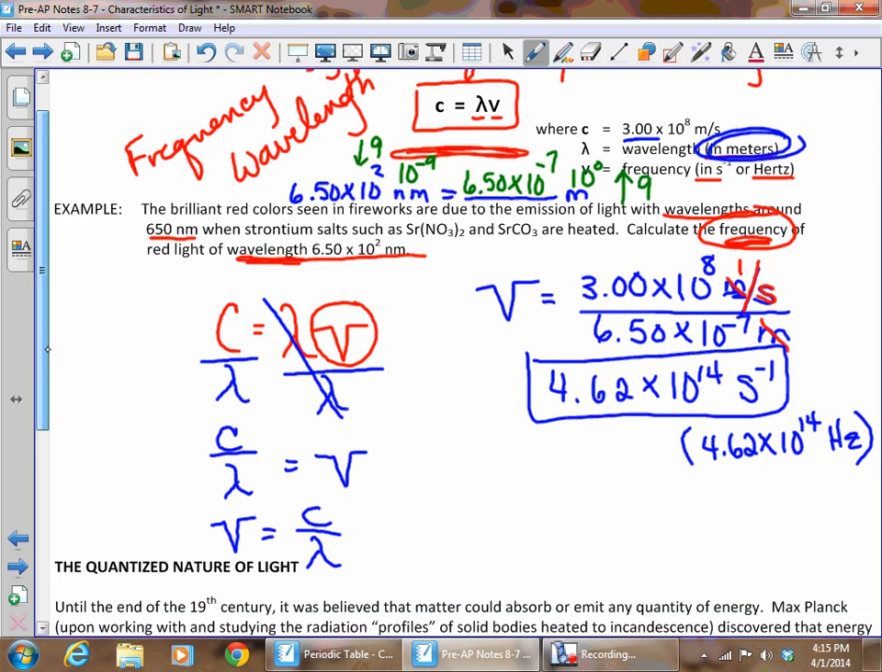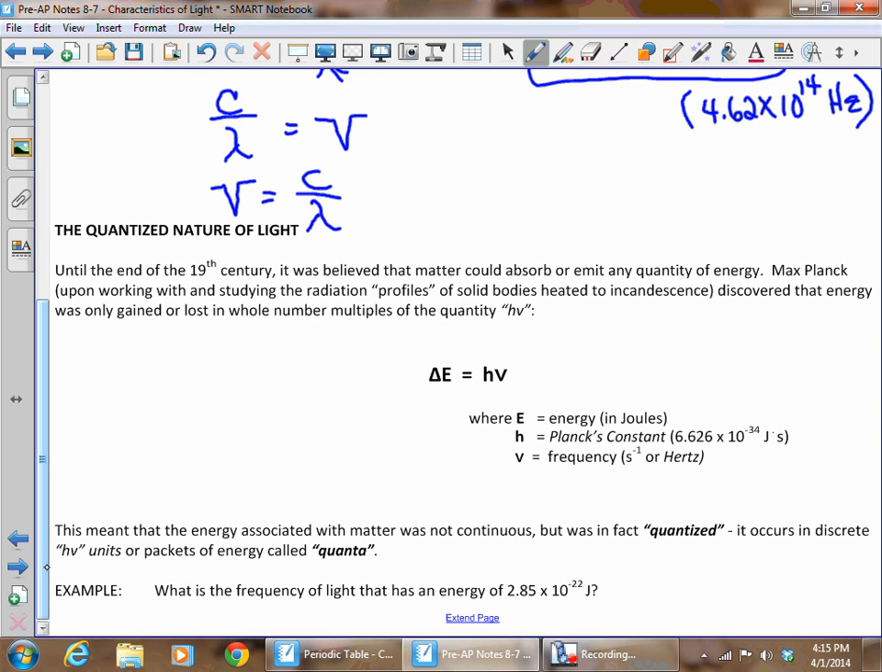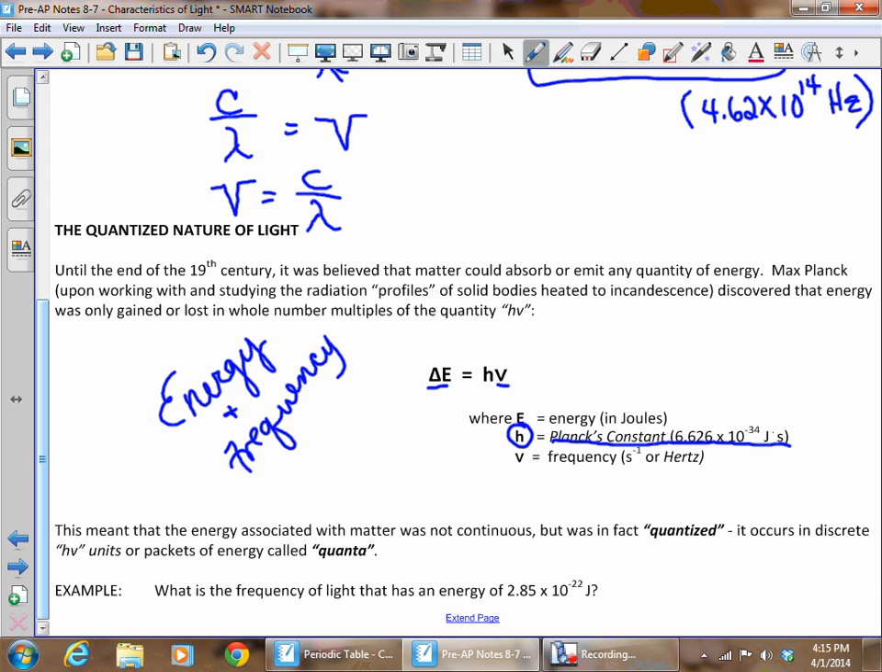Okay, so let's look at another problem. Let's say this time we want to show the relationship between energy and frequency. So this particular equation is going to show us the relationship between energy and frequency. This relationship was discovered by Max Planck, and the constant that we use in this equation is called Planck's constant, and it's 6.626 times 10 to the negative 34th joule seconds.